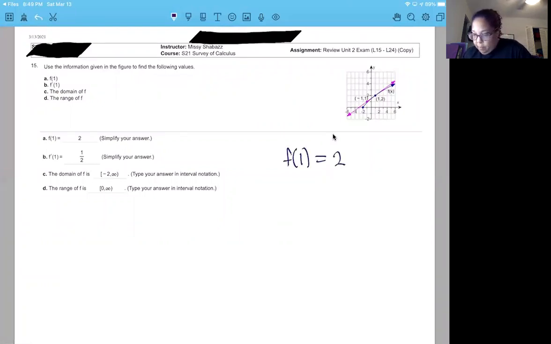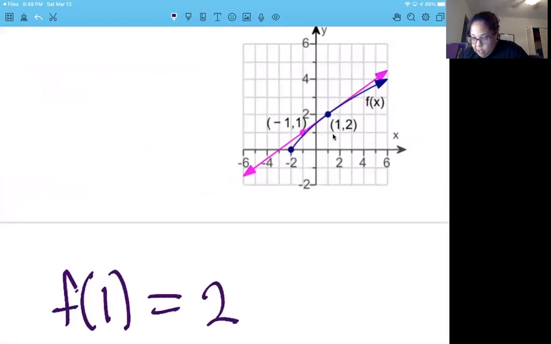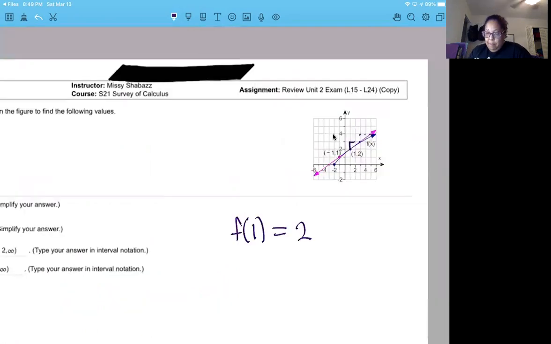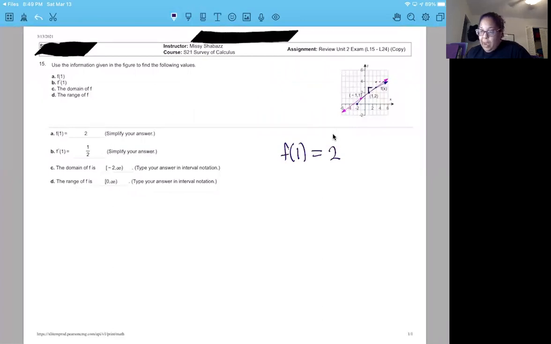Part B says f prime of 1. All right, well, at f prime of 1, I'm going to need to find the slope of the tangent line at that point. So it looks like I have a rise 1, run 2, rise 1, run 2. So that means the slope of that tangent line is 1/2, which means f prime of 1 is 1/2.